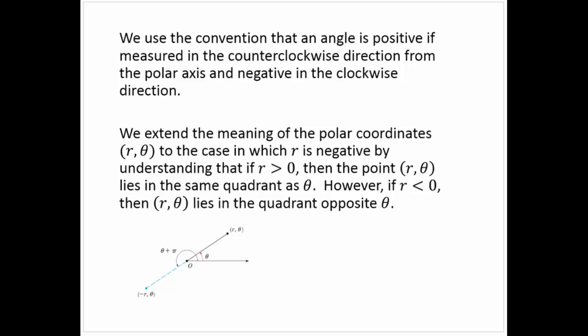We use the convention that an angle is positive if measured in the counterclockwise direction from the polar axis and negative in the clockwise direction. We can also extend the meaning of the polar coordinates (r, theta) to the case in which r is negative, by understanding that if r is positive, then the point (r, theta) lies in the same quadrant as theta. However, if r is negative, then (r, theta) lies in the quadrant opposite theta.